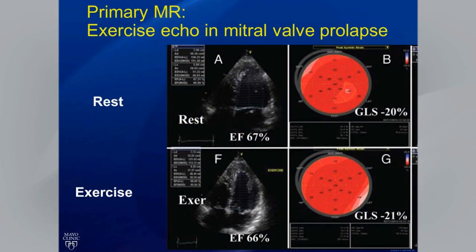With primary mitral regurgitation, let us review this example from the writing group on exercise echo in mitral valve prolapse. Here you can see at rest, the ejection fraction is normal and global longitudinal strain is normal. However, with the stress of exercise, there's a lack of contractile reserve. The ejection fraction stays the same, and the global longitudinal strain also failed to increase as expected.